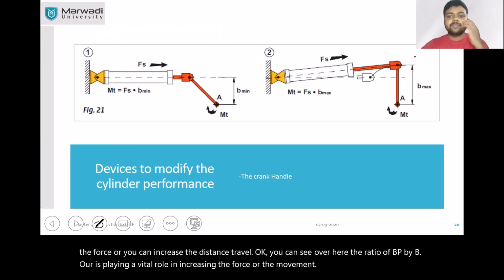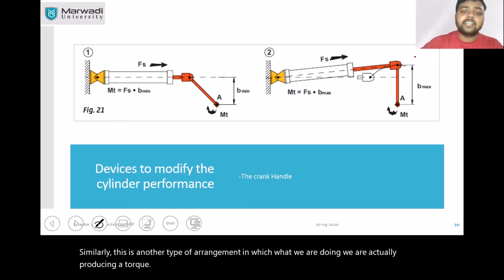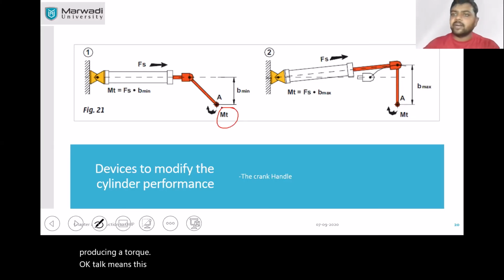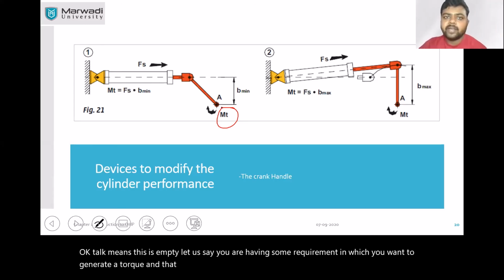All right, similarly this is another type of arrangement in which we are producing a torque. Let us say you have some requirement in which you want to generate a torque, and that torque has to be provided by a pneumatic cylinder. So this is the obvious arrangement.